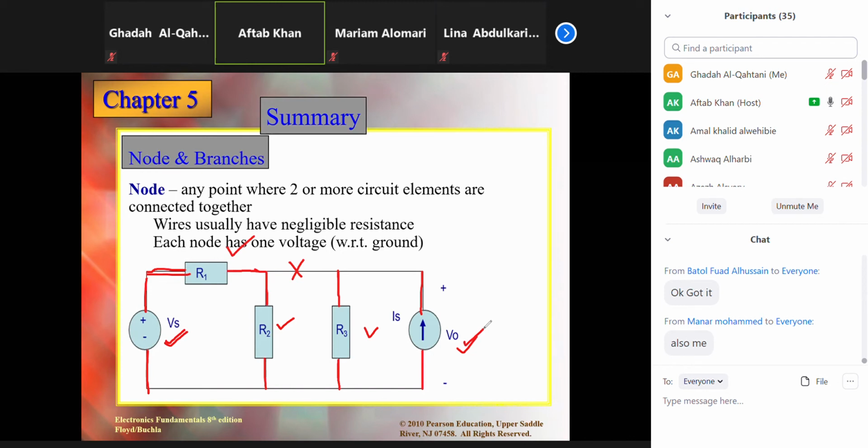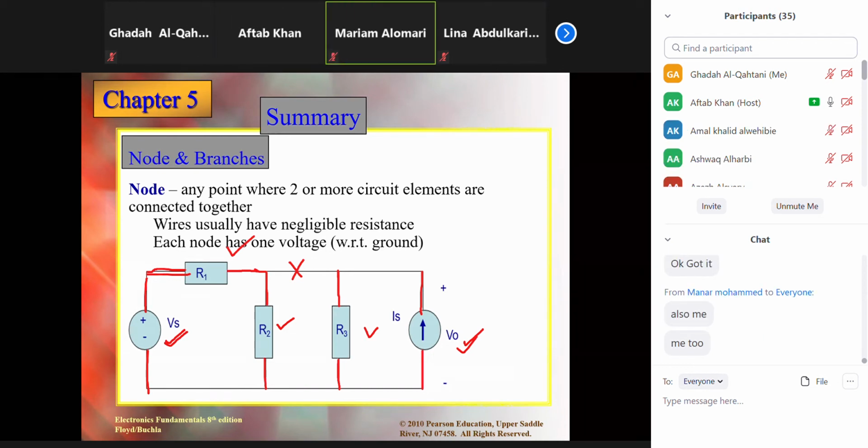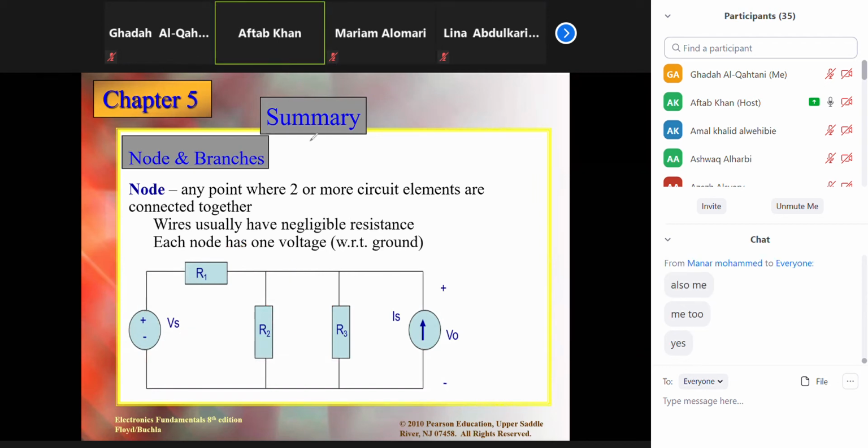Okay, what is it, Mariam? What happened? Manar? I didn't understand nodes. Okay, very difficult, huh? Just a minute. Just make it easy then, if it is difficult.